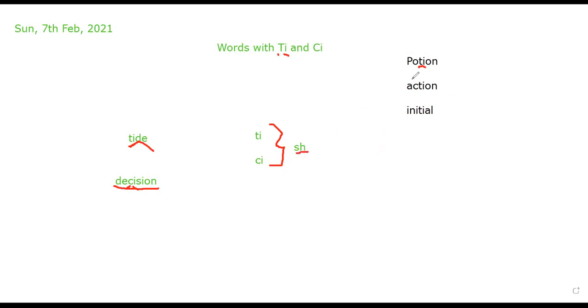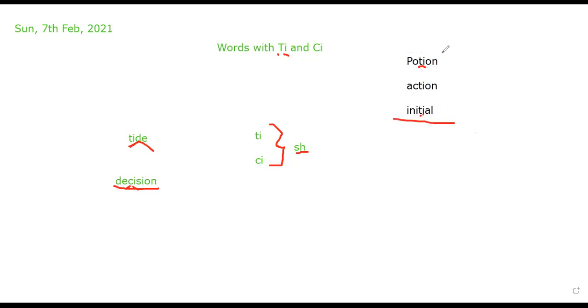Attention. Sh. Yes, like attention also. When I say potion, action, initial, and also what you said, attention. All of these words, when they have T and I with it, they will give you the sound sh. You will not say potion with a T sound, you will say potion with sh. You will not say action with a T sound, you will say action. You will not say initial with a T sound, you will say initial. Why is that? Because T and I in the middle of the word will give you the sound sh.